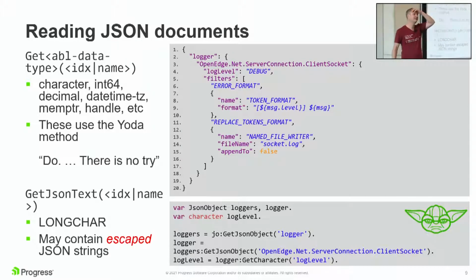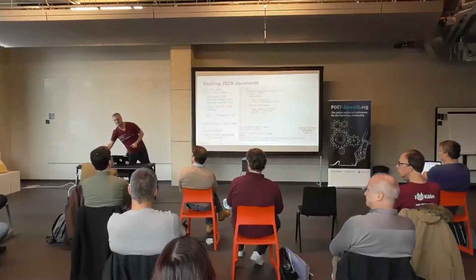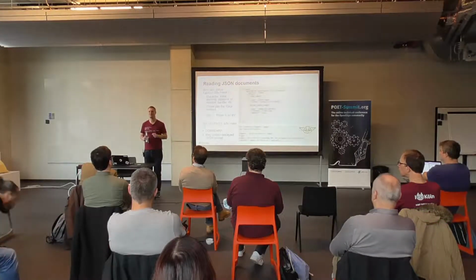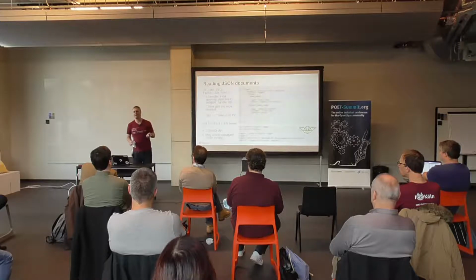Mike? Peter, if I got you right, you said that in ABL, JSON property names are not case sensitive? No, I said they are case sensitive. They are most definitely case sensitive. Yeah, the ABL code is not.